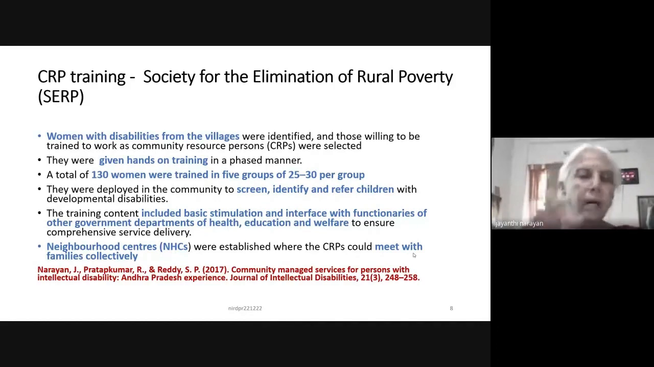And the third phase, we trained them in basic stimulation, which will not harm the child. If the developments are delayed, certain stimulation exercises, playing with toys, doing things like that are going to help them. So that training, 3 phases, each one had train, work, train, so that they had real hands-on experience, which we visited.